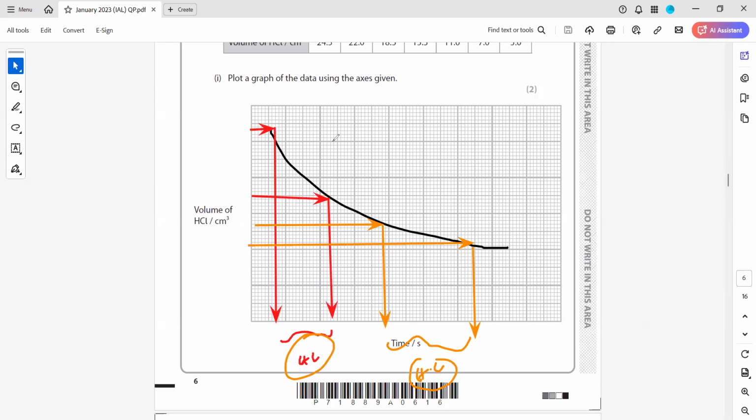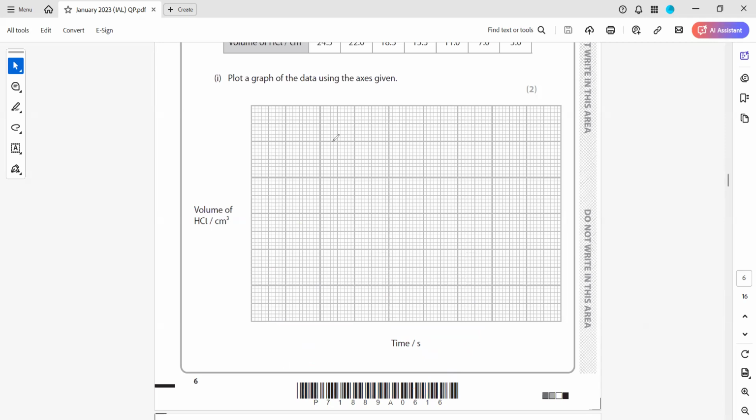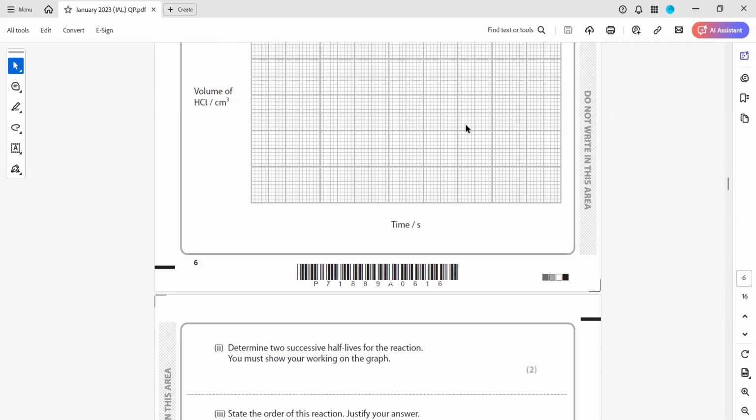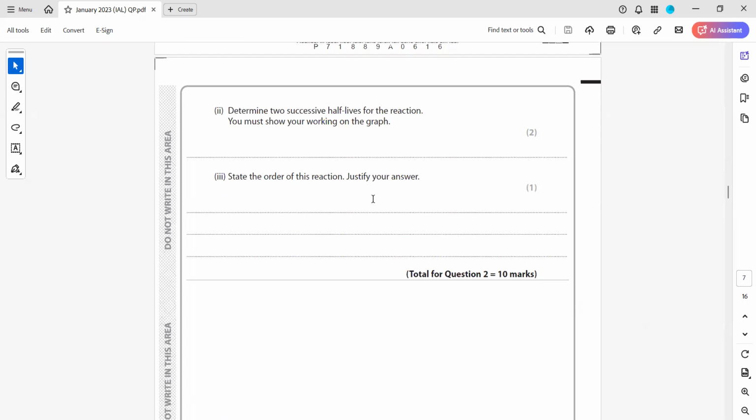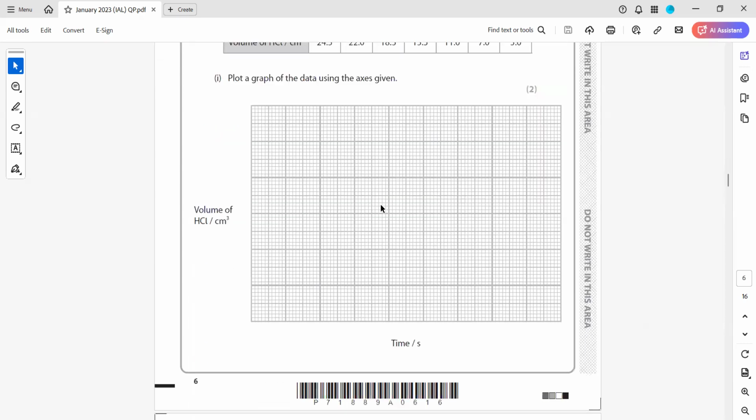The zero order is the same as the rate-concentration graph now. Zero order will not be a horizontal line, it will be a straight line because of the constant gradient. In a concentration-time graph, the slope represents the rate. So if the rate is constant, it will be a straight line. If it was a zero order, the graph will be like this. If it is a first order or a second order, it will be a curve. But first order half-life will be constant, and second order half-life will be increasing. So this was a 10-mark question.